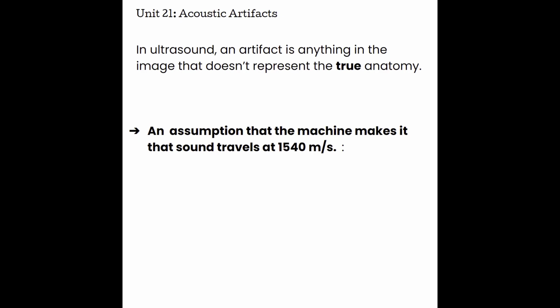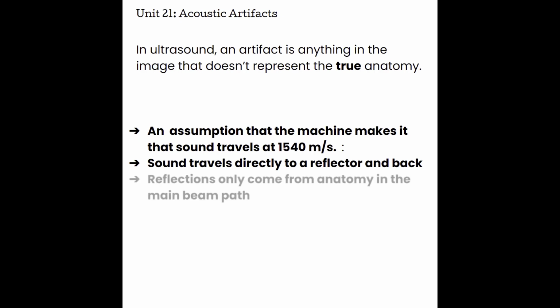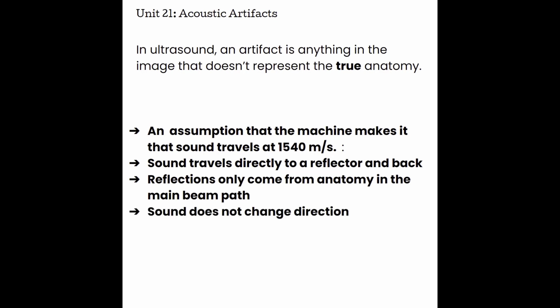Other assumptions that the machine makes that can result in artifacts include sound traveling directly to a reflector and back, that reflections only come from the anatomy and the main beam path, that sound does not change direction, and that the beam is narrow in all dimensions. The machine cannot tell when the returning echoes are invalid, so it displays the data that returns, and in doing so, artifacts are created. Other ways in which artifacts are created are mechanical errors and operator errors.